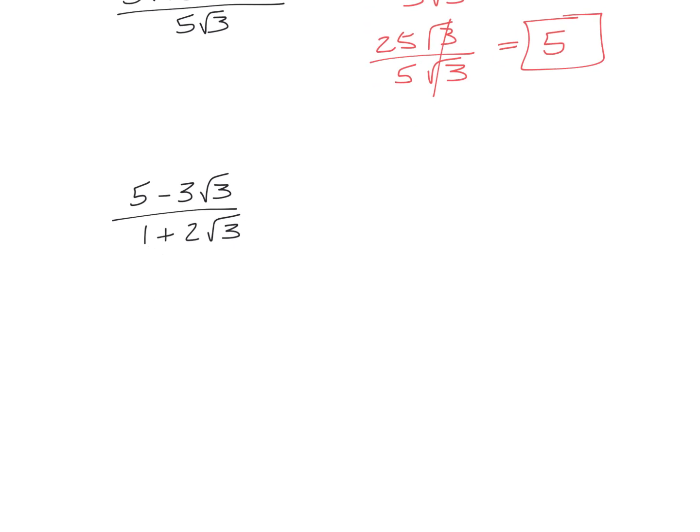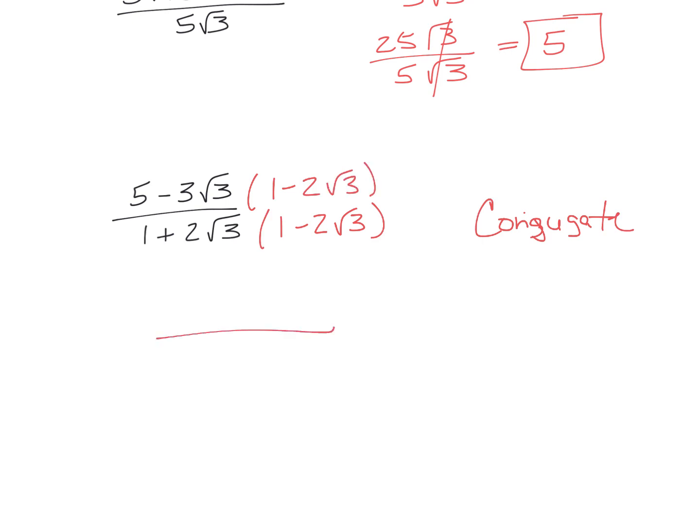Last example. Now we've got a binomial on the bottom. So I'm going to multiply by the conjugate of the bottom, which is 1 minus 2 root 3. What I do to the bottom, I must do the top. So I kind of turn this into two multiplication problems. Why do I do this? Because on the bottom, I'm going to get 1, and then you're going to get a negative 2 root 3, a positive 2 root 3. If you use conjugates, those outside and inside terms will always cancel.